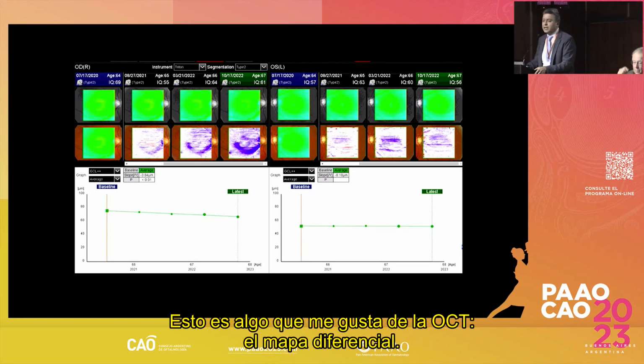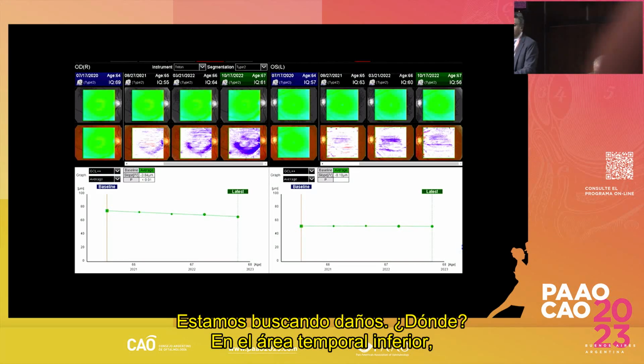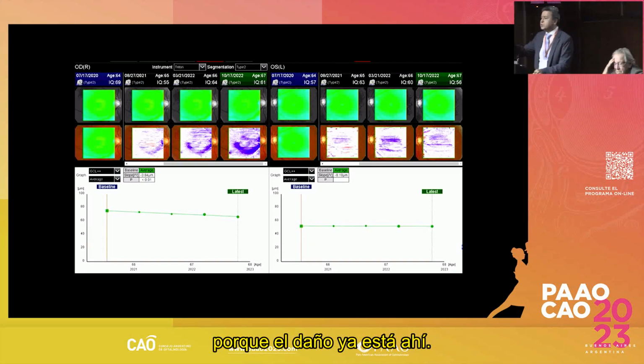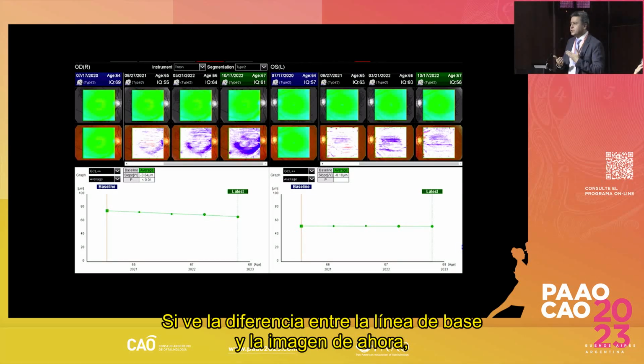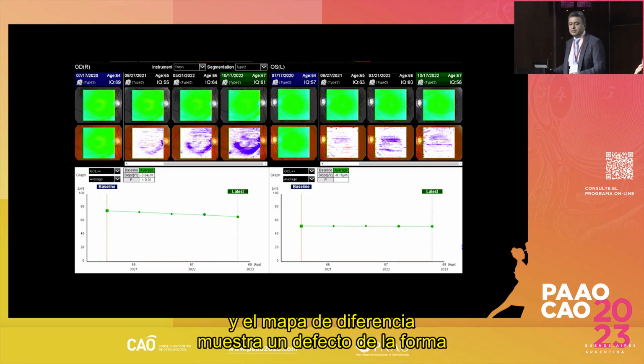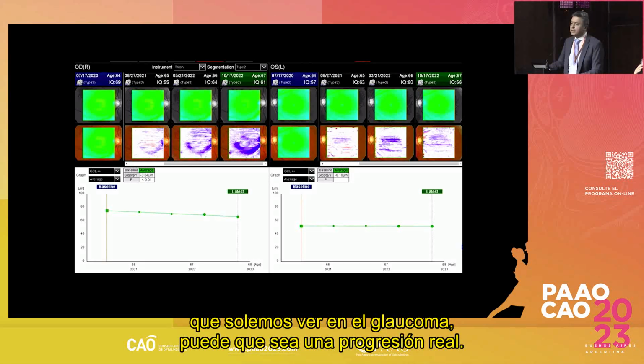And there's something that I like in the OCT, the top-down OCT, which is the differential map. We are looking for damage where? In the inferior temporal area, because the damage is already there. So if you see the difference between the baseline and the image now, and the difference map showing a defect with the shape that we usually see in glaucoma, it probably is a real progression.